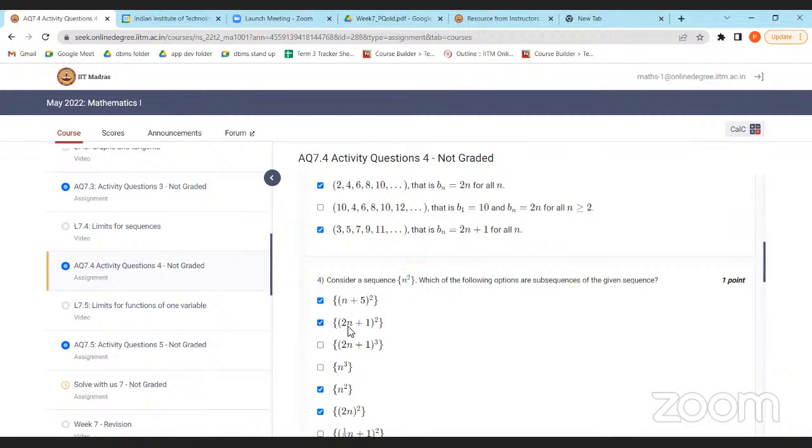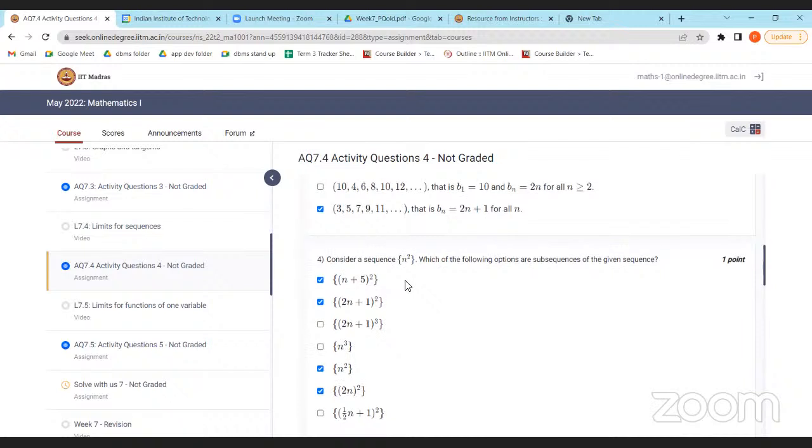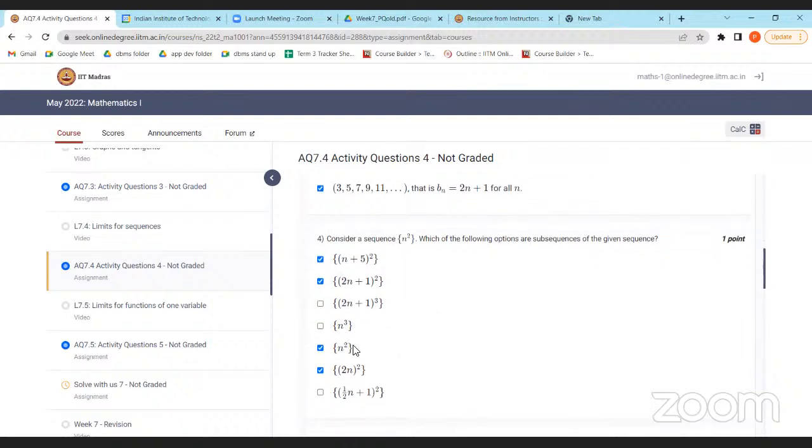If I put n equals 10, it will be 21 plus square. Here also, I will get 21 plus square in this sequence. I will not get 21 cube here, right? Because my sequence is not defined for a cube. My sequence is for n square, right? So this option is not correct. This is the same thing, and in 2n squares, I'm just multiplying it by 2, right?